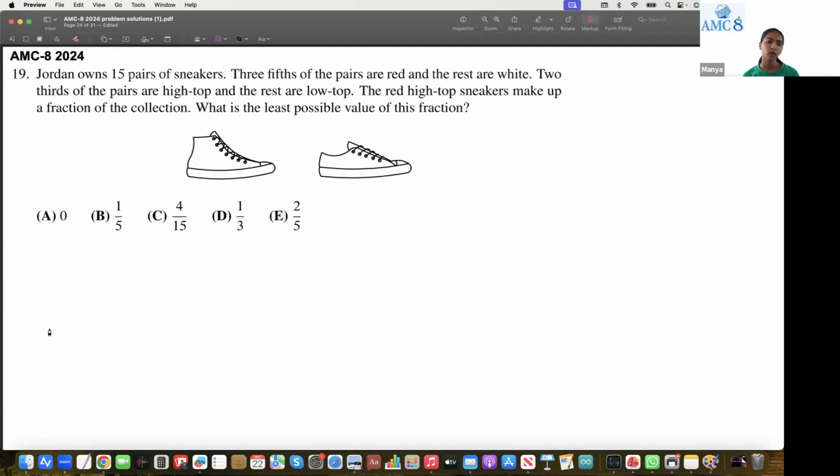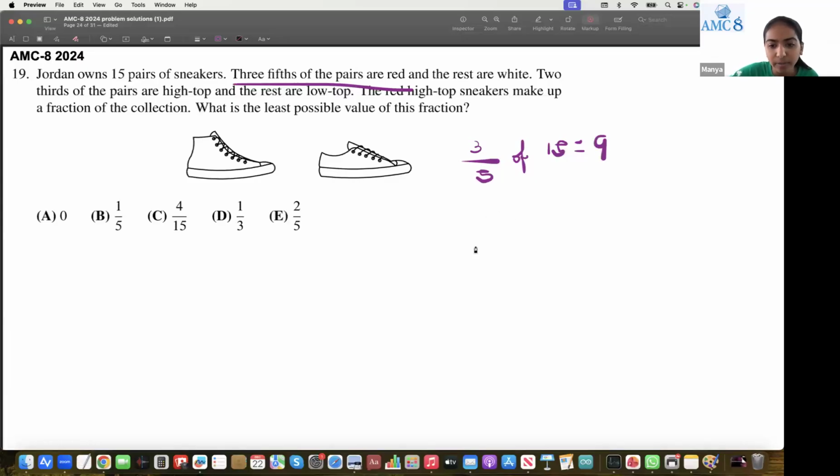So Jordan owns 15 pairs of sneakers. And we know that 3/5 of them are red and the rest are white. So what is 3/5 of 15? So 3 by 5 of 15 is equal to 9.